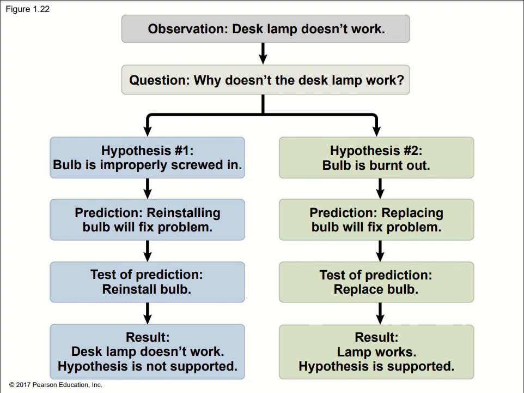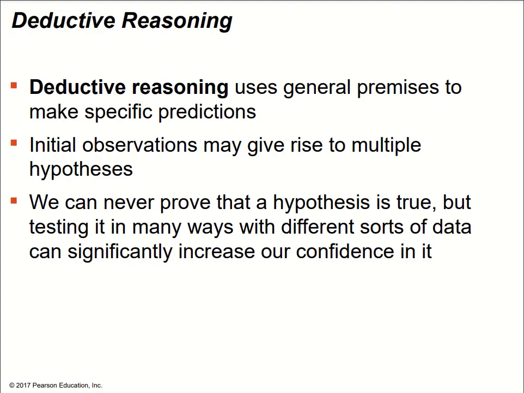If the lamp does not turn on after being screwed in, or screwed into another outlet, then likely the lamp is burnt out instead. Deductive reasoning uses general premises to make specific predictions. Initial observations may give rise to multiple testable hypotheses. We can never prove that a hypothesis is completely true, but testing it in many ways with different sorts of data can essentially increase our confidence that that hypothesis is likely what is happening.